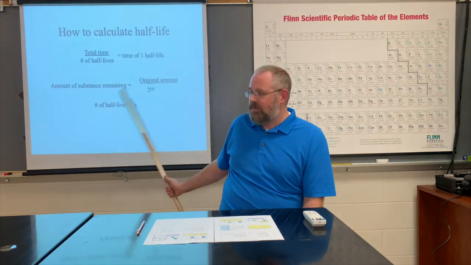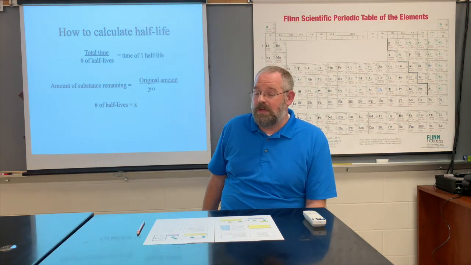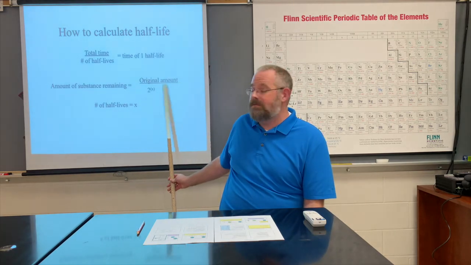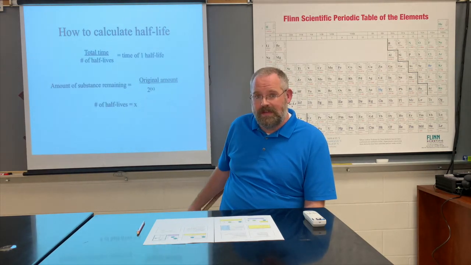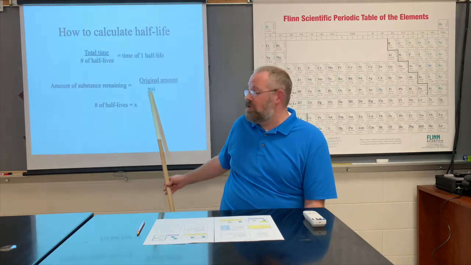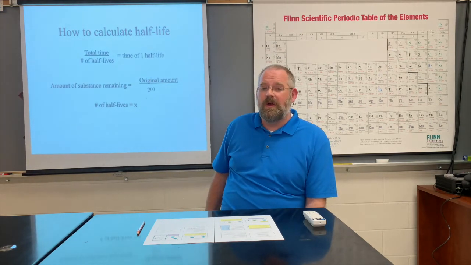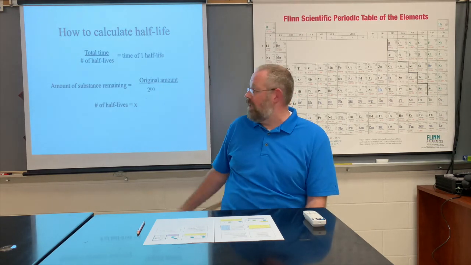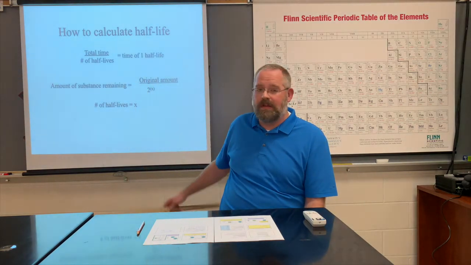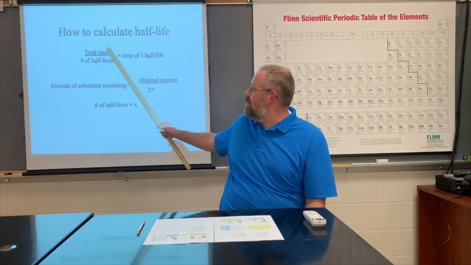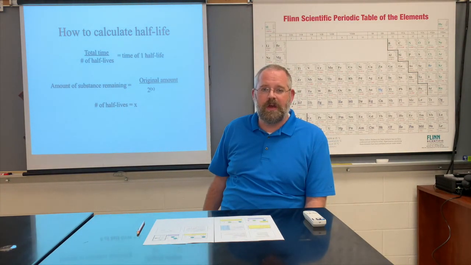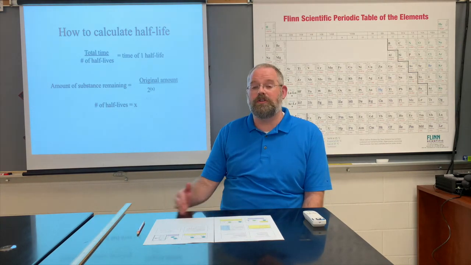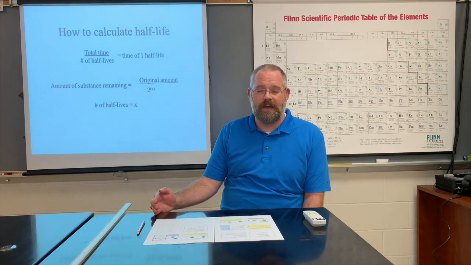Okay? If I had a million atoms and I had 10 half-lives, it would be a million atoms divided by 2 to the 10th. So you can also use this as a fraction. What if it said, what fraction of your substance would remain after 10 half-lives? Well, it would just be 1 over 2 to the 10th. So you can use these two equations here to help you out with really large calculations or large numbers of half-lives.